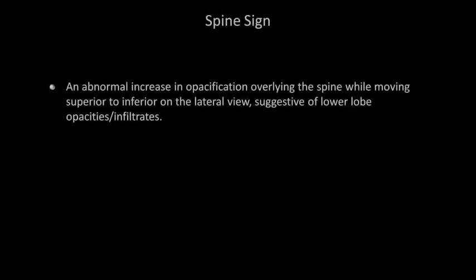Another helpful radiographic sign is often called the spine sign. This refers to the presence of an abnormal increase in opacification overlying the spine while moving superior to inferior on the lateral view, suggestive of lower lobe opacities.